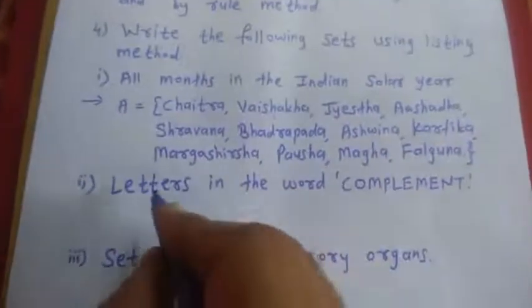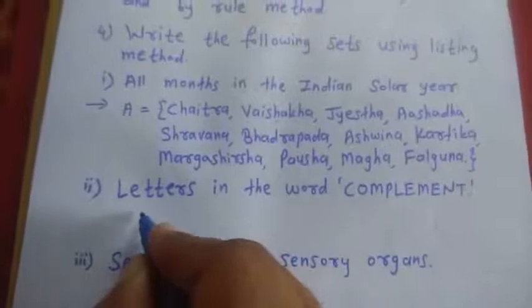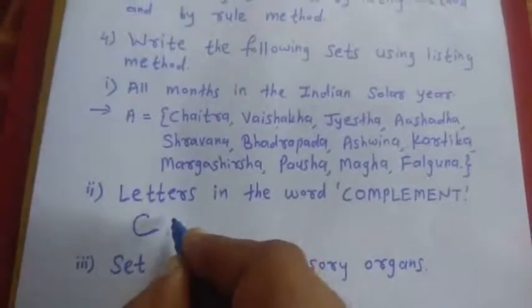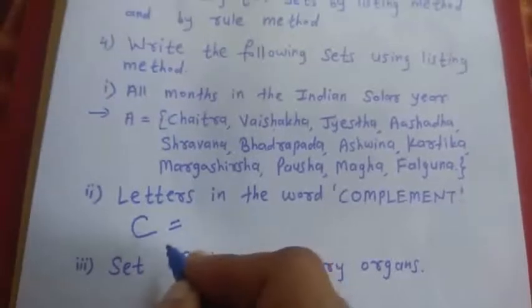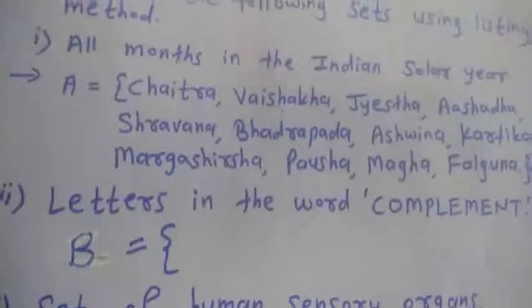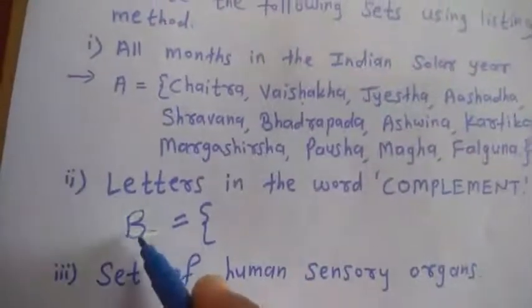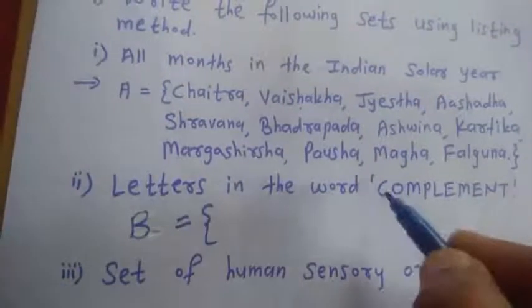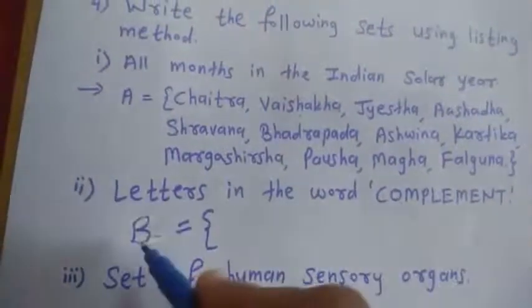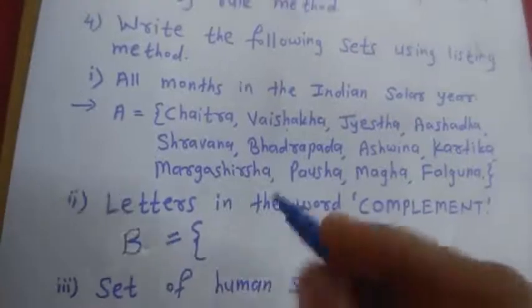So denote this set by using letter capital C is equal to... To avoid confusion, we will denote this set by using letter capital B, because C is an element of this set. So we will denote this set by using letter capital B.